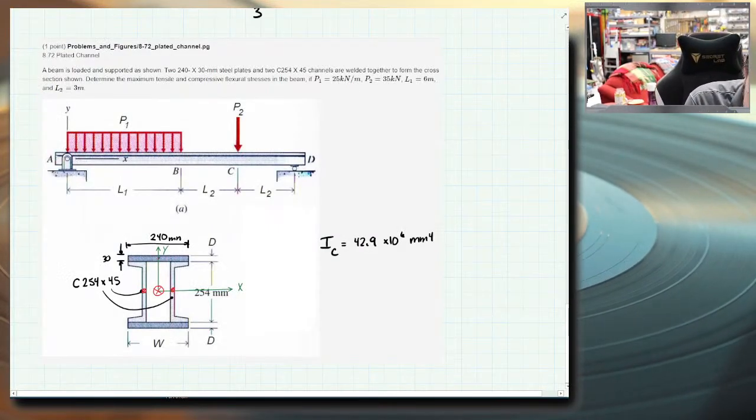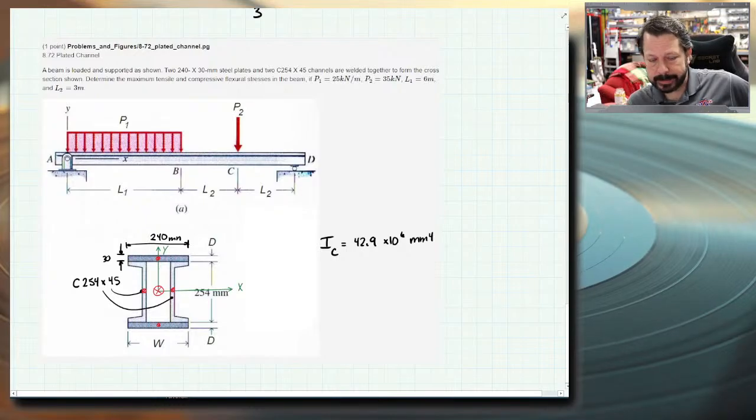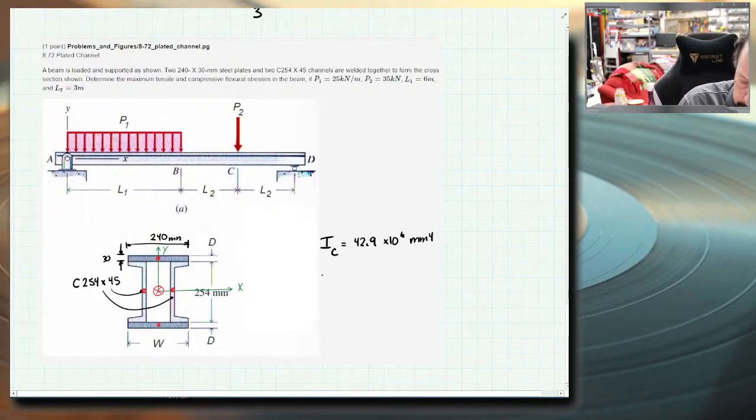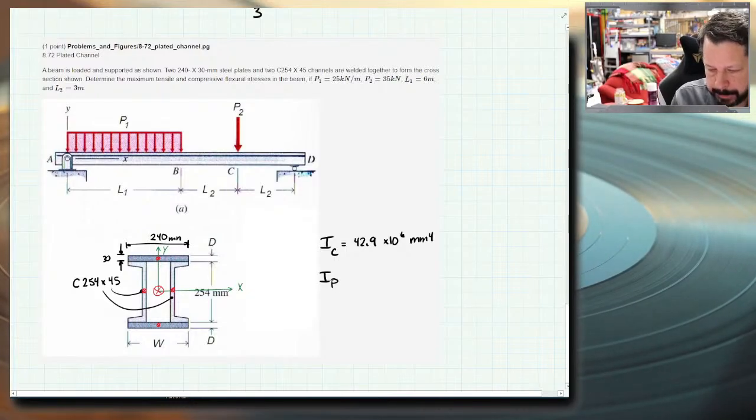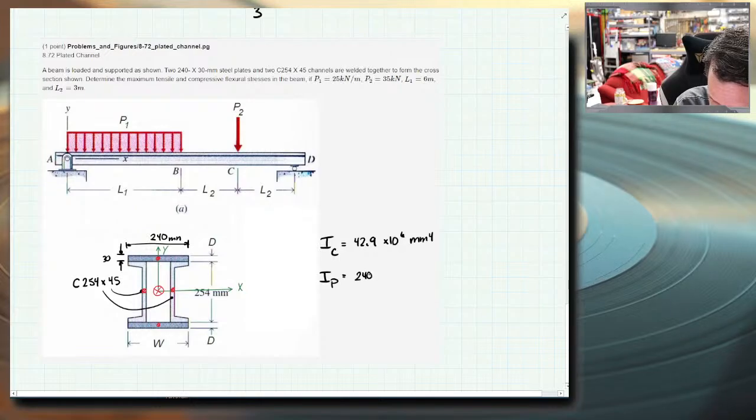These little welded-on plates at the top and bottom are also identical. They have the same distance from the neutral axis. One is positive, one is below it. But remember, in my parallel axis theorem that distance gets squared, so it doesn't matter. So I just need to calculate one of them and multiply times 2. Let's call them the plates. So I for the plates, P, equals BH cubed over 12, they're rectangles, so 240 millimeters times 30 millimeters cubed over 12.